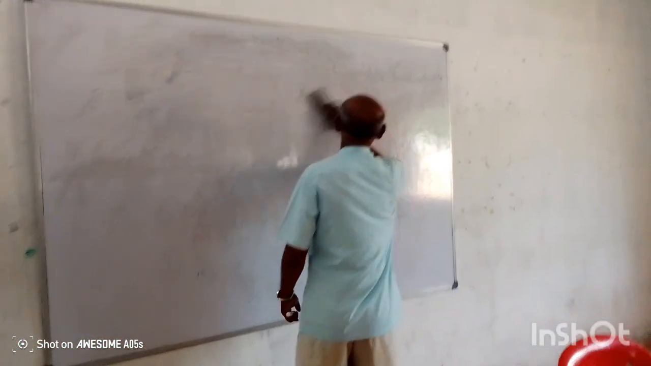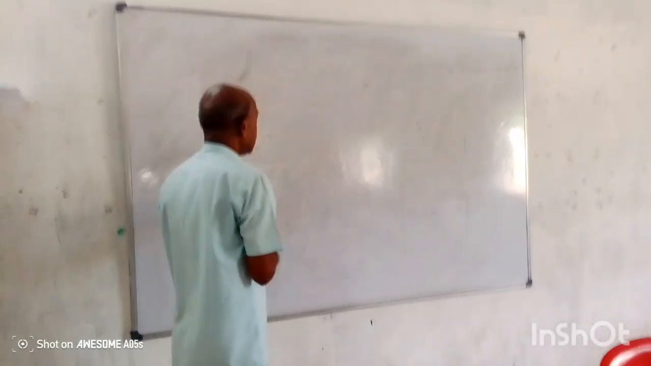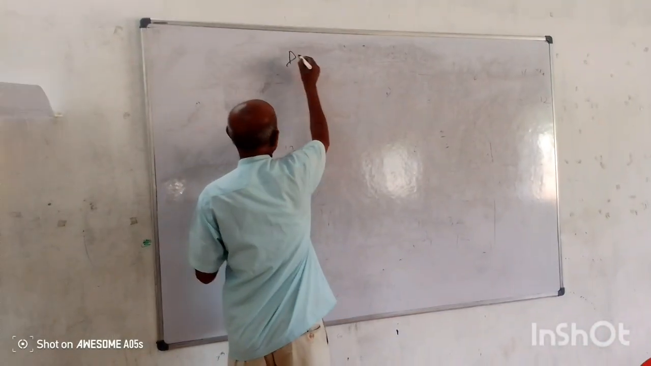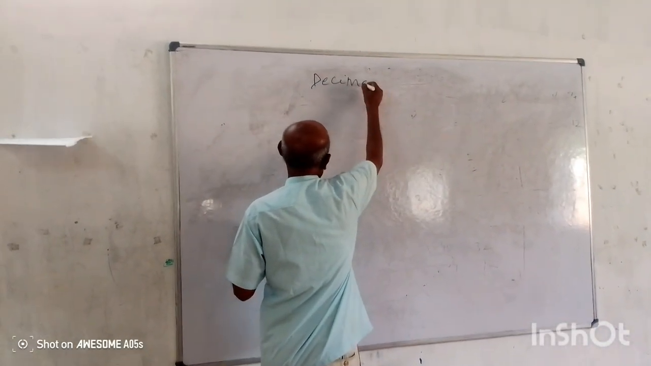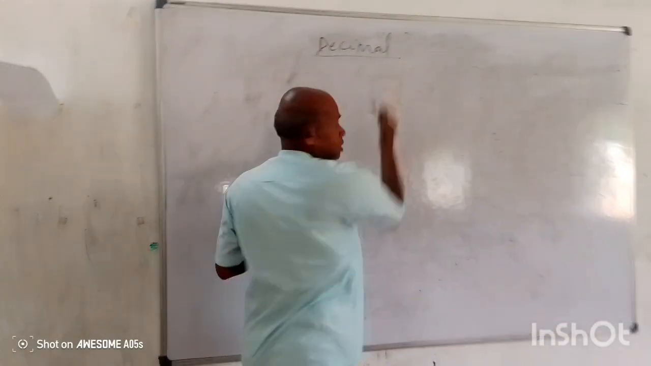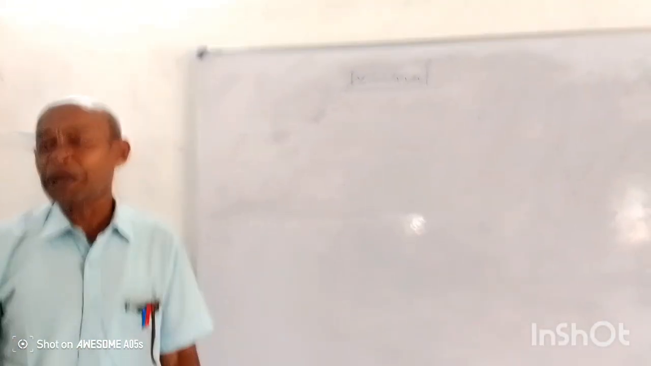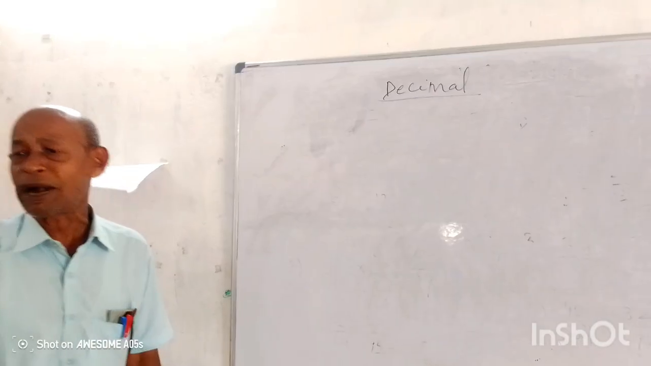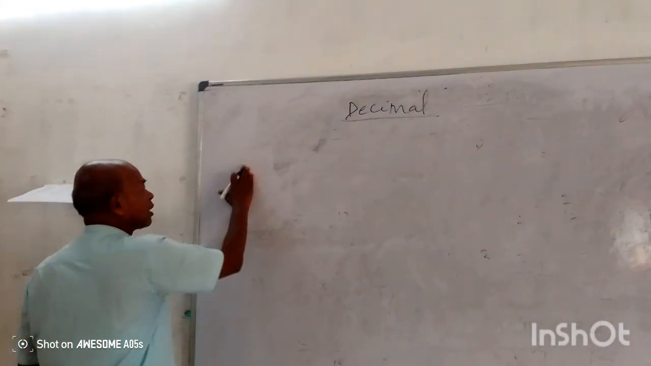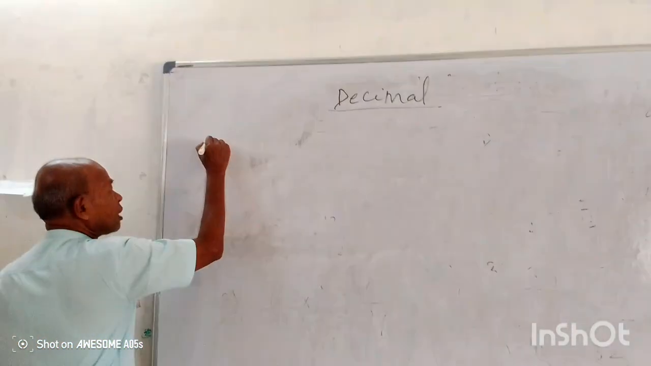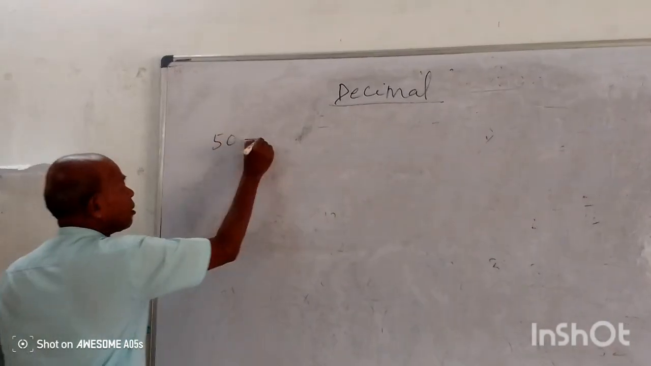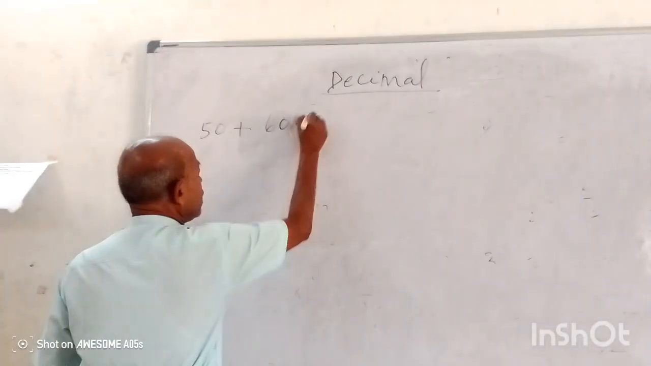Today we will read something about the decimal fraction. In this class, we will discuss the addition, subtraction, multiplication and division of a decimal quantity. So first I will take a question for addition. Now our question is 50 plus 60.3.